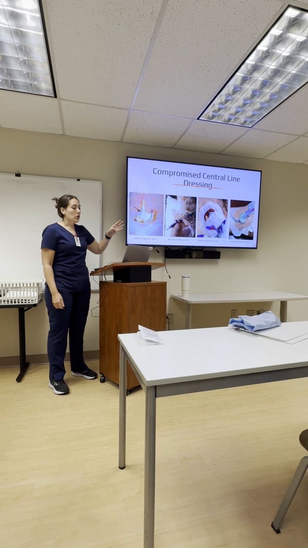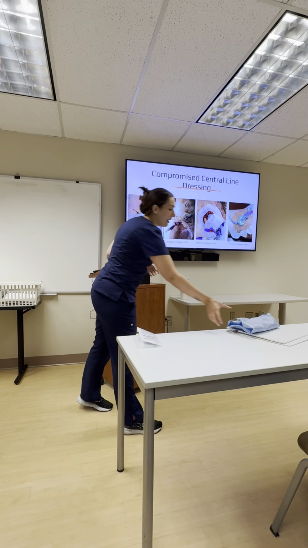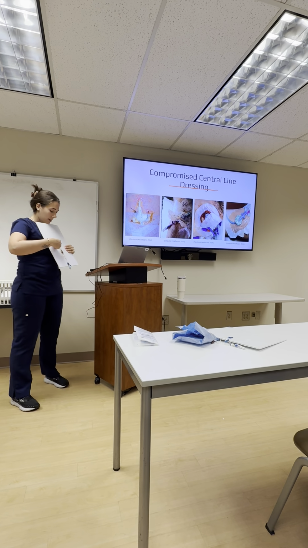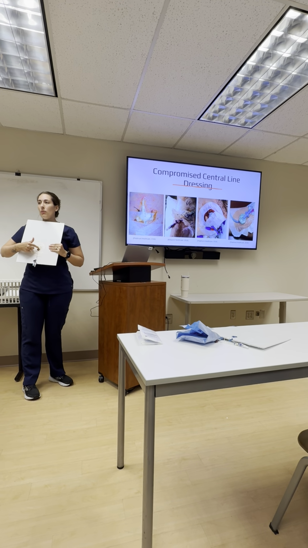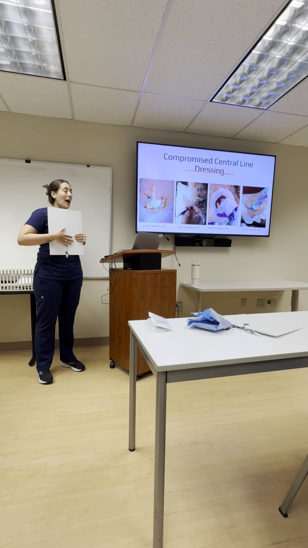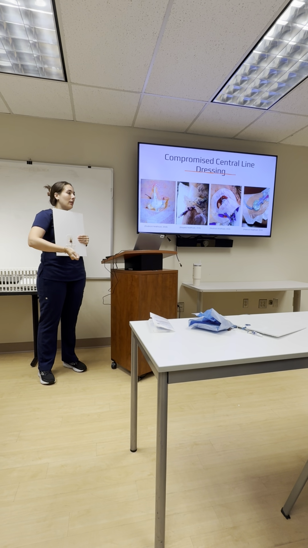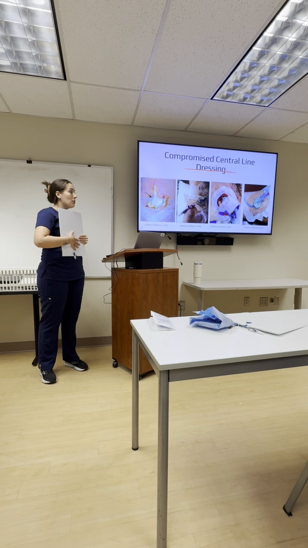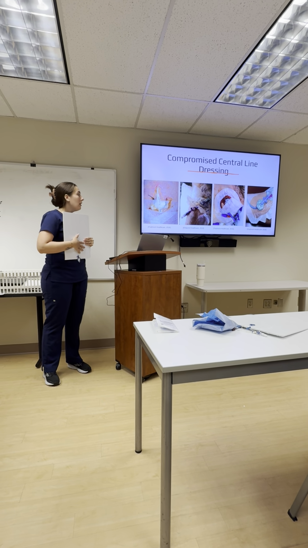The next one is a bloody dressing, and we recommend that if the blood goes past that little CHG square, we want to change the dressing. If it's inside the CHG square, there's a little blood, which you'll see sometimes, you want to leave it. If it's outside, you want to change it. If it's actively bleeding, we don't want to take the dressing off sometimes because it will cause more bleeding, so we want to wait for the bleeding to subside as much as possible, and then we can change the dressing.